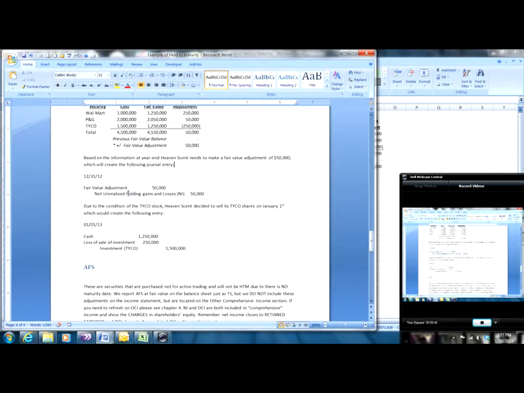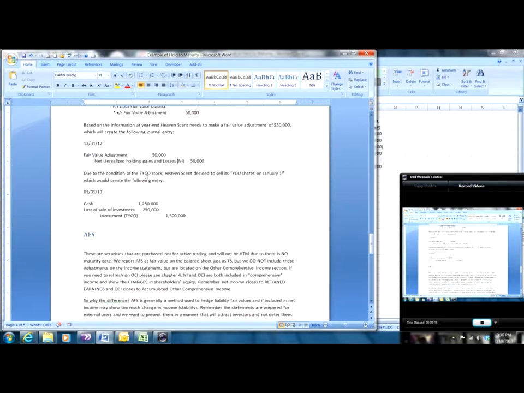So the fair value adjustment, if it is up, it's going to be on the debit side. Gains and losses, if it is a gain, it will be on the credit side. Remember, it works like a revenue account in essence. And also, this is for net income. So that's very important because trading securities go into net income, and you'll see why that's important in just one minute. So this is an entry to record the gain.